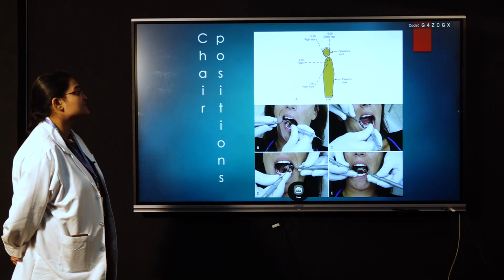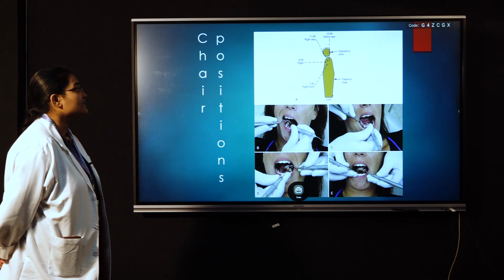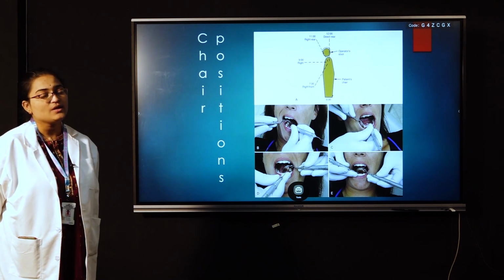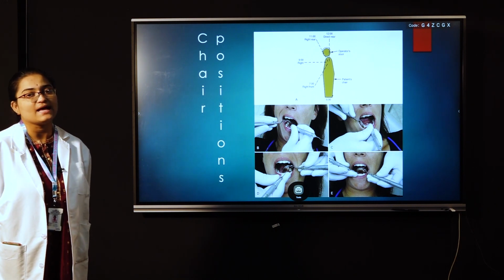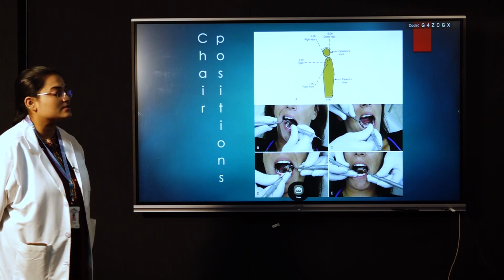When you come to the 7 o'clock position, which is called the right front position, from here you can access the facial surface of the maxillary anteriors and mandibular anteriors.